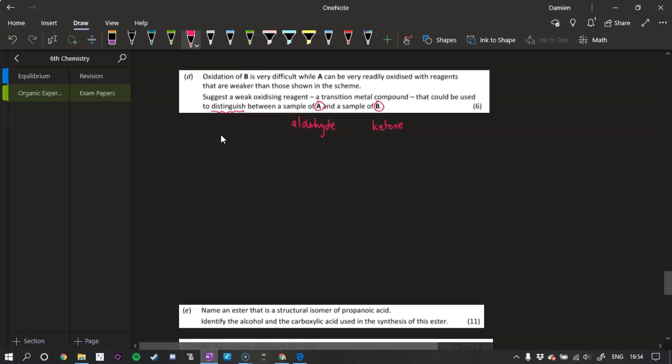But if you want to distinguish between an aldehyde and a ketone, there are several different tests you can do. One of the things you can use is Tollens' reagent. And that will get you your 6 marks. There is another one that's often used, which is Fehling's, and you may have used that in biology if you do biology, Fehling's A and B. That will also get you 6 marks.